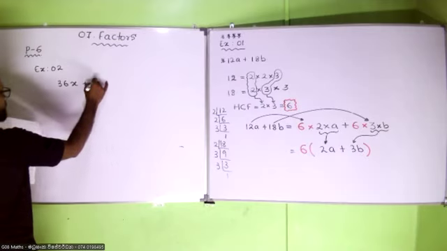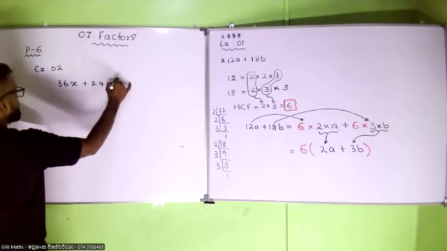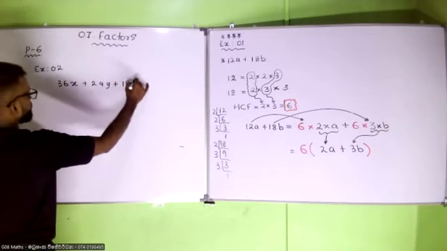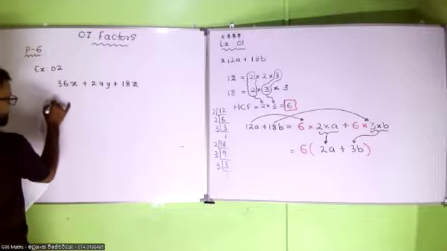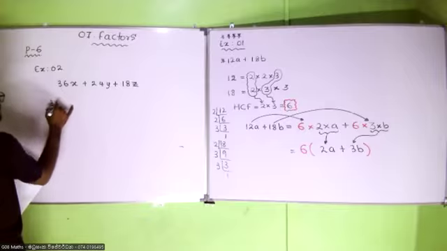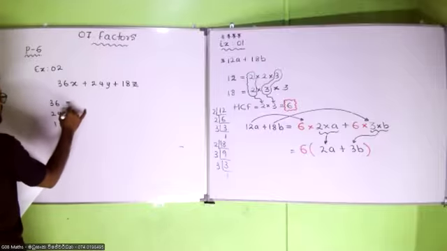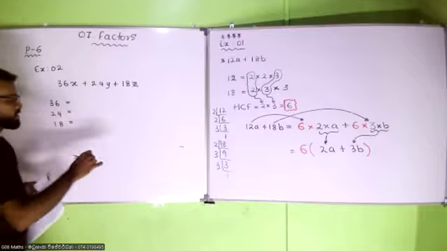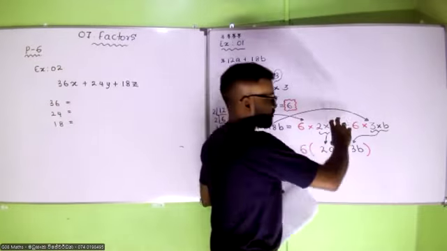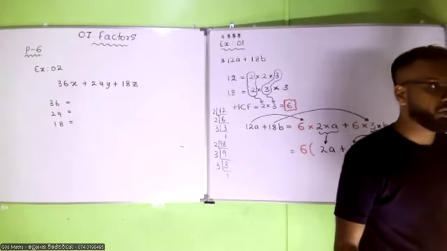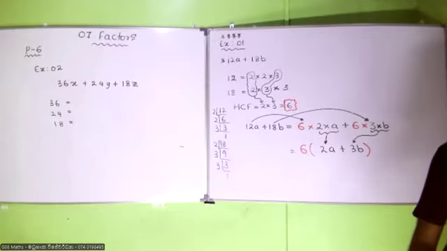36x plus 24y plus 18z. First of all, I will consider only my numbers. I need to find the HCF of these and then let's continue. Once you finish, let me know the answer. I'll give you another 1 minute to complete.